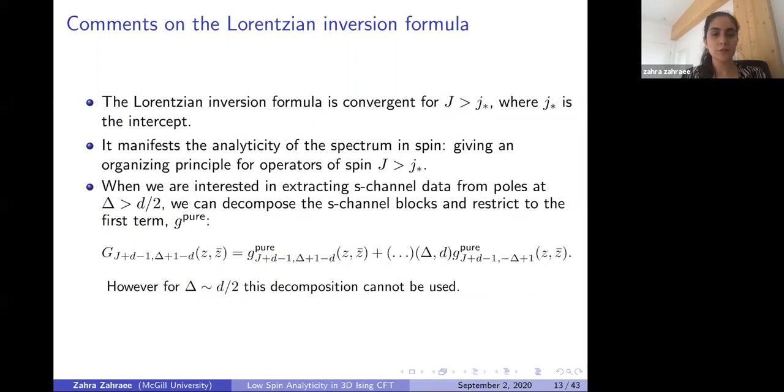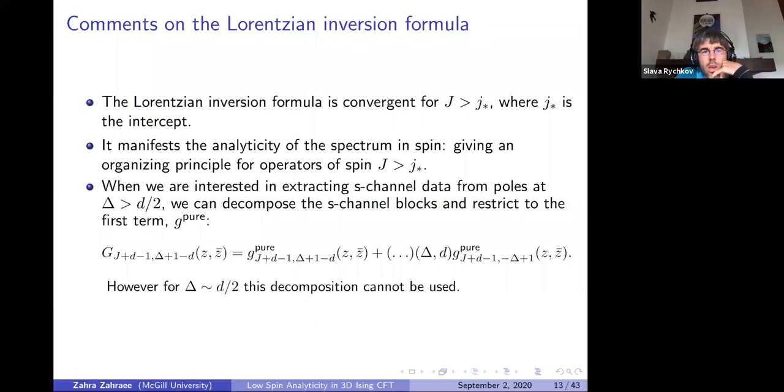And when we are interested in extracting the S-channel data with delta bigger than D over 2, we can then decompose the S-channel and restrict to the first term. However, this decomposition cannot be done when we are close to D over 2. Can I ask a question?